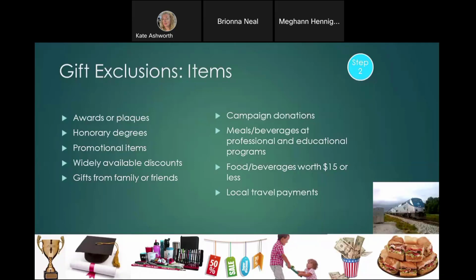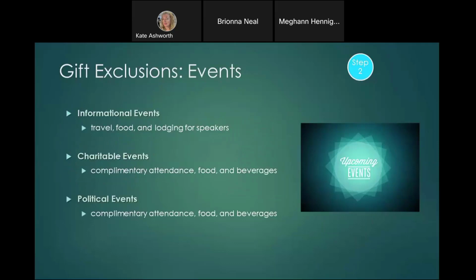Next slide, we have a few more gift exclusions that are under the topic of an event. Informational events, so travel, food, lodging for speakers when that event is hosted by a governmental entity or an in-state accredited institution of higher learning. That's again, if you couldn't tell, a defined term. Also, you can take complimentary attendance, food and beverages at charitable events and political events, all defined in the regulations.